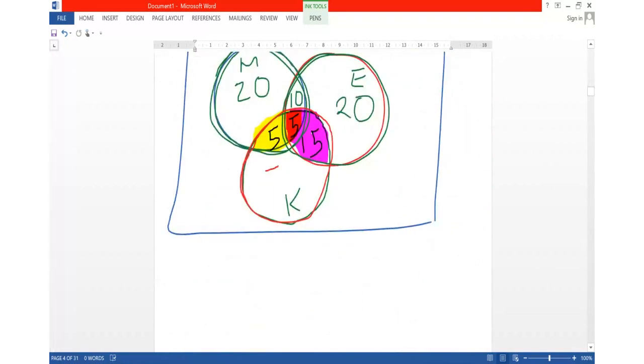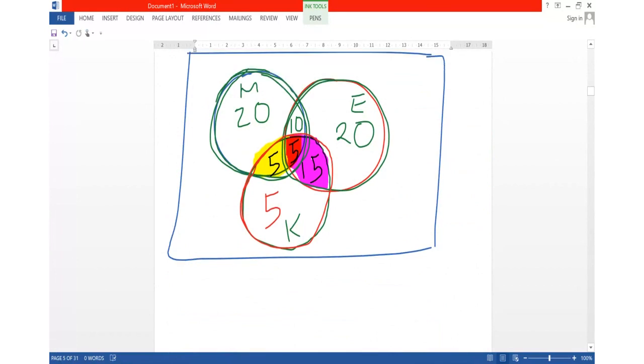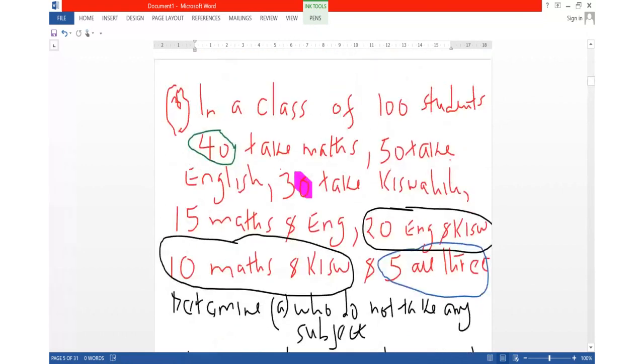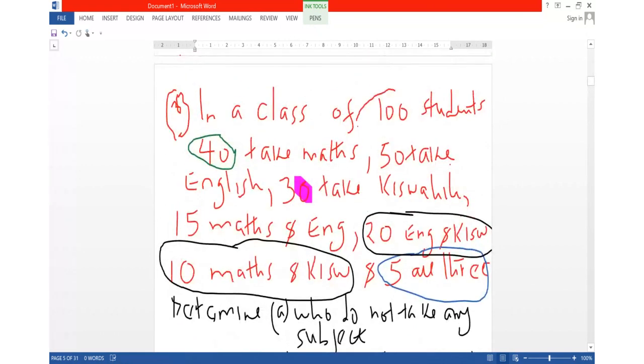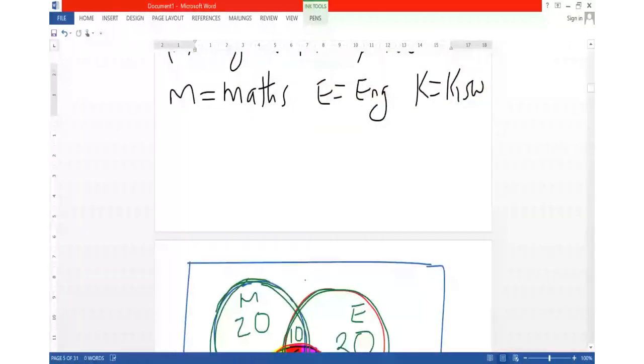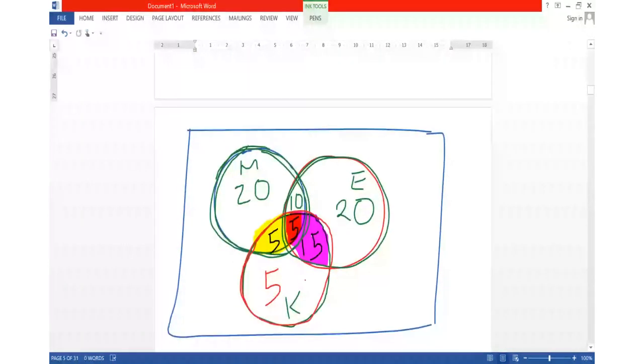Now I'm done. The next thing is for me to confirm that the number will tally with the number that you are given. You are given 100 students at the beginning. So I will add up all this. I confirm if there are any students who are outside or there isn't any.